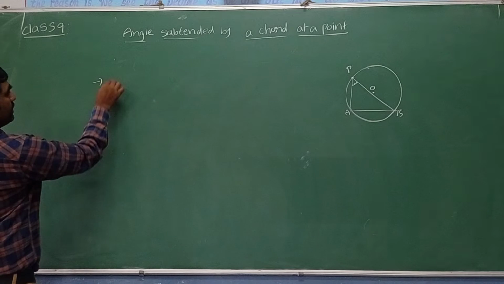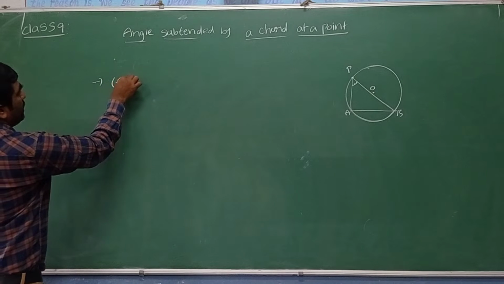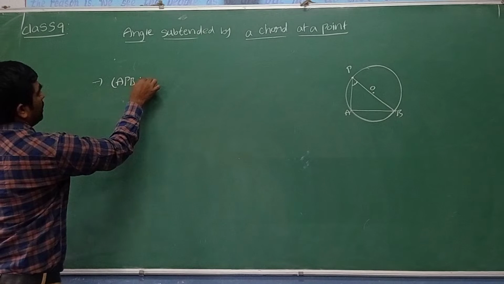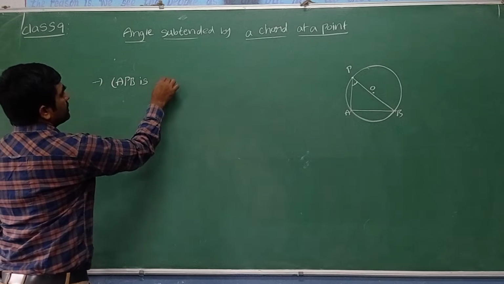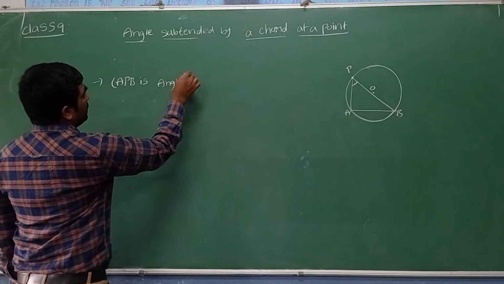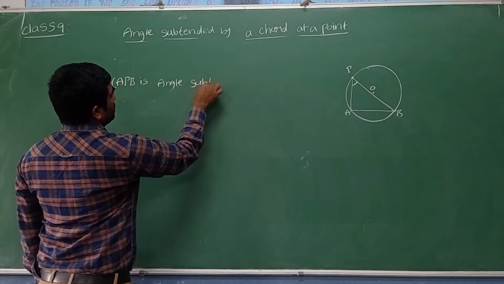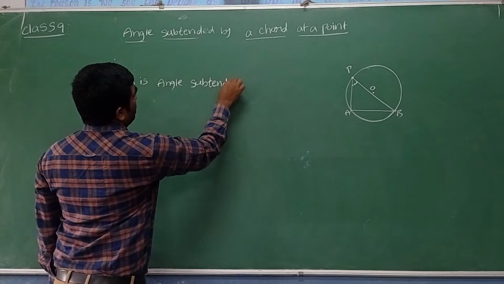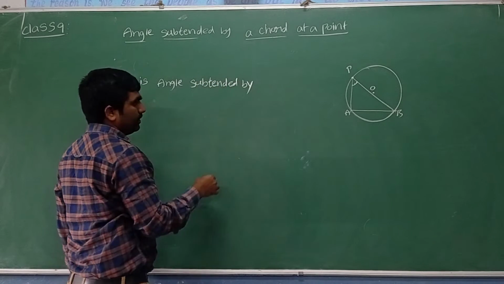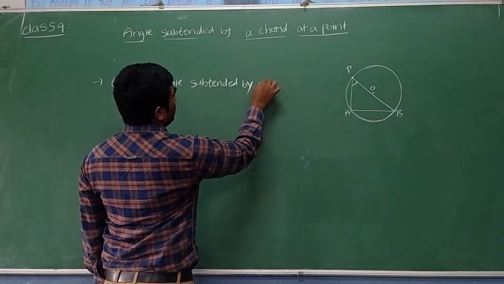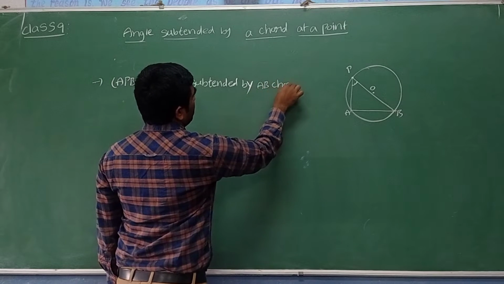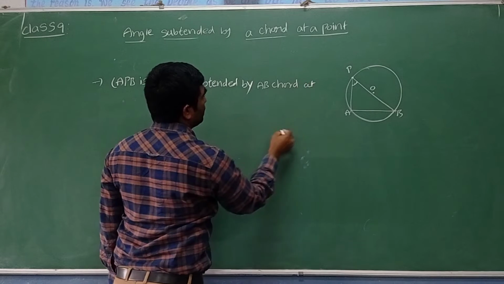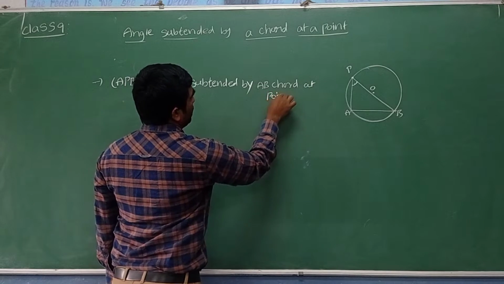What do we call this now? Here, angle APB is the angle subtended by the AB curve at point P.